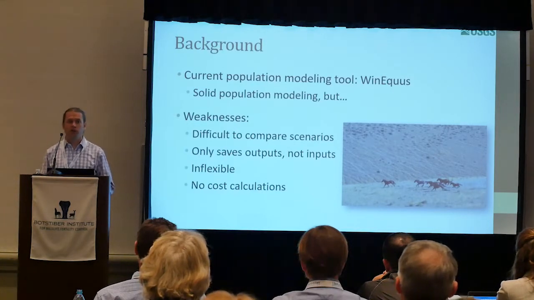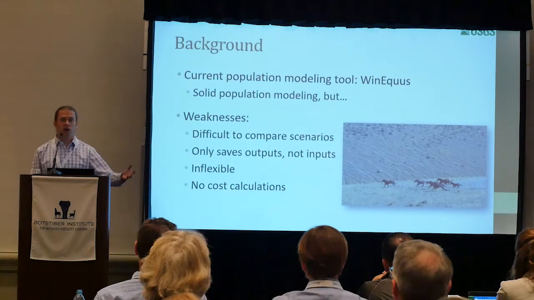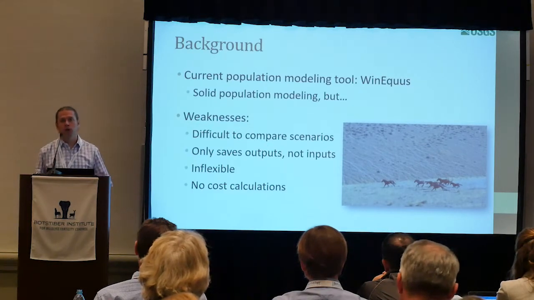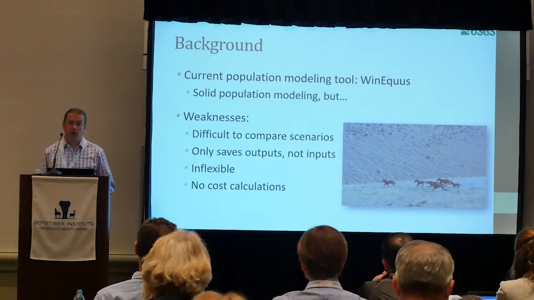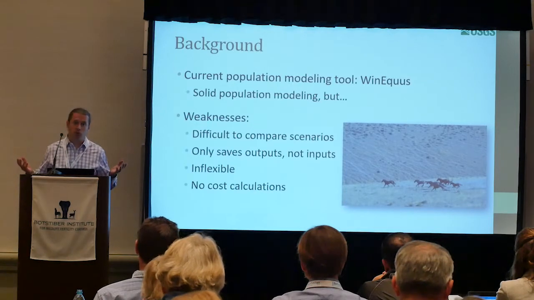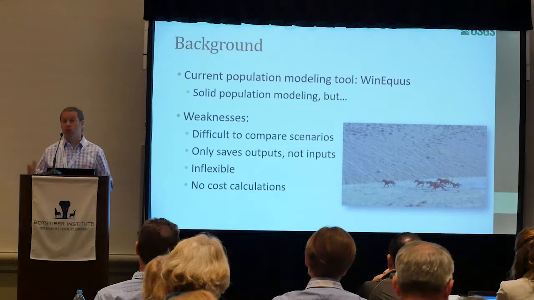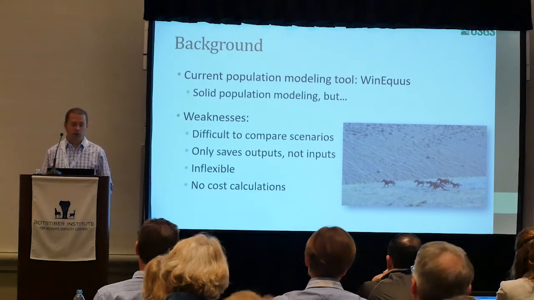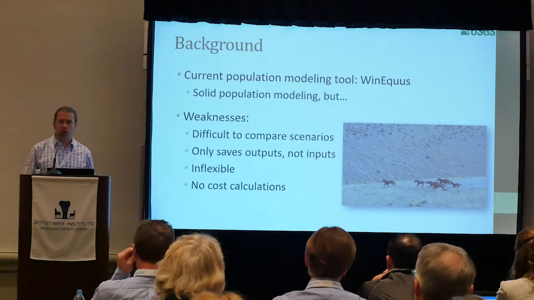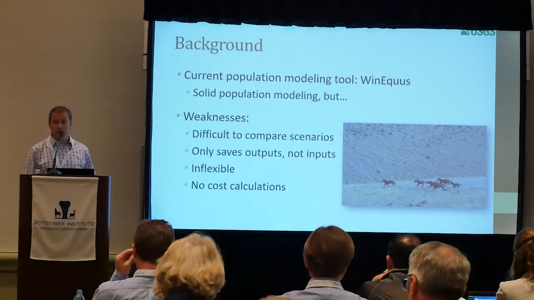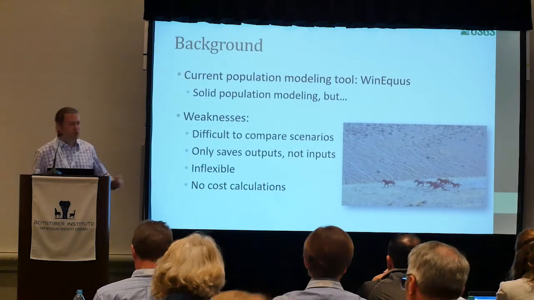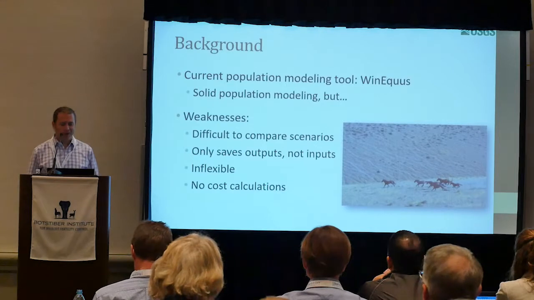It only saves outputs, not inputs. So if somebody shows you the outcome of what they propose to do, you don't know what they put into it, and maybe they put in something nonsensical. It's hard to know. It's inflexible. It can do what it can do, but it's hard to do anything else. And it doesn't have a cost calculation. So we're updating WinEquus, and as you can guess, these are the things we're trying to tackle.